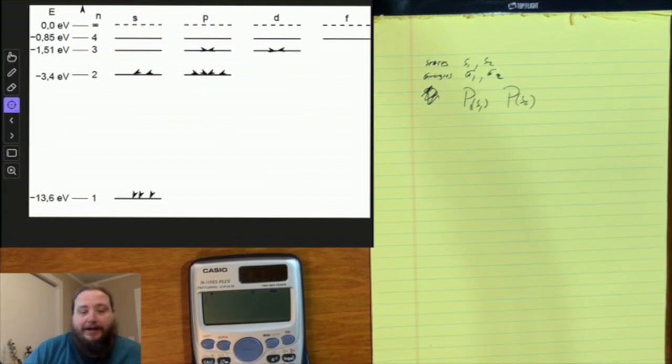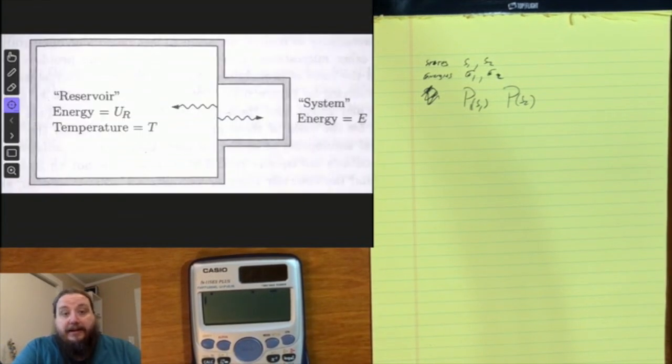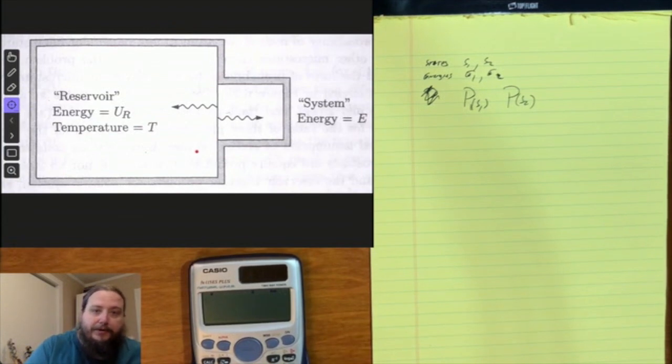Well, the thing is, our system, our atom, is not, in fact, an isolated system. We just said that our atom is connected to a reservoir. But we could consider the entire reservoir and system as our isolated system. And then we have to count up the multiplicity of the reservoir plus atom in each of the atom's 2 states.